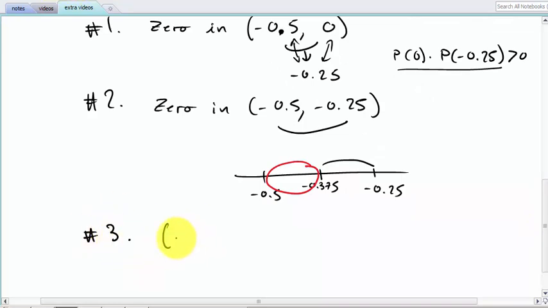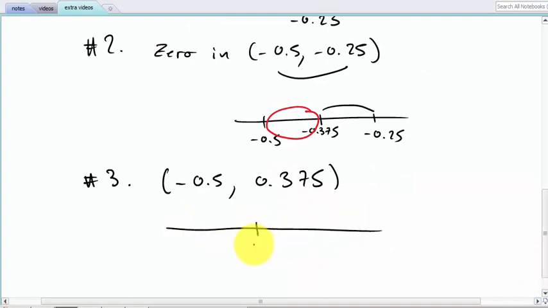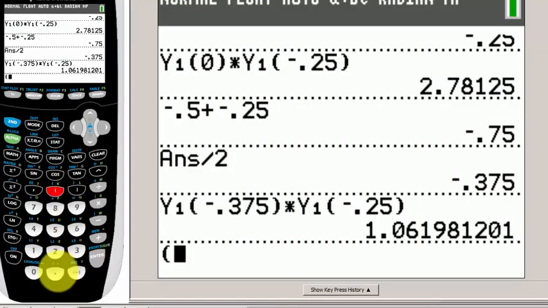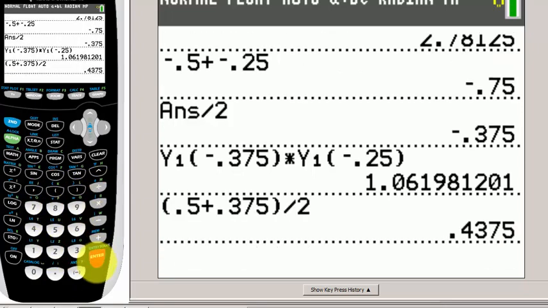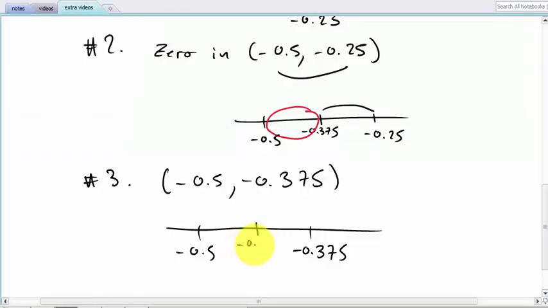my 0 is going to be between negative 0.5 and negative 0.375. Okay, let's divide that in two, right? I got negative 0.5 right here, negative 0.375 right here, and in the middle, what do you have? Okay, so I know it's all negative. So 0.5 plus 0.375 divided by 2. In the middle, I have negative 0.4375, and I'm going to test it in this one. That's my test right here.